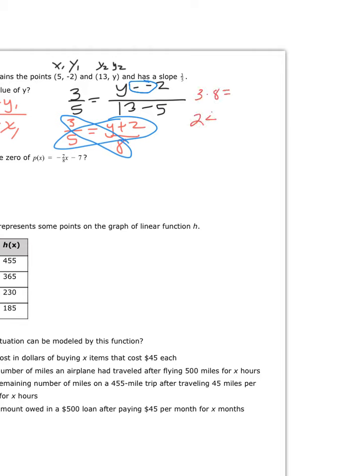So we have to distribute. What's 5 times y? 5y. What's 5 times 2? 10. Sorry, I thought that was a 3, it's a 2. 5 times 2. All right. So now to solve for y, I want to move 10. So that's 14 equals 5y. Then divide by 5. So y equals 14 over 5. There you go.